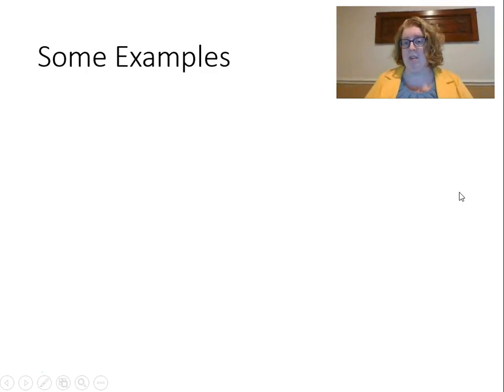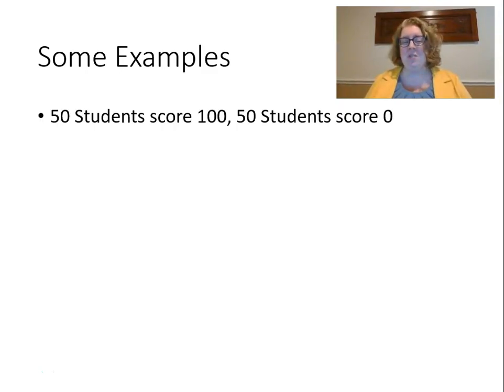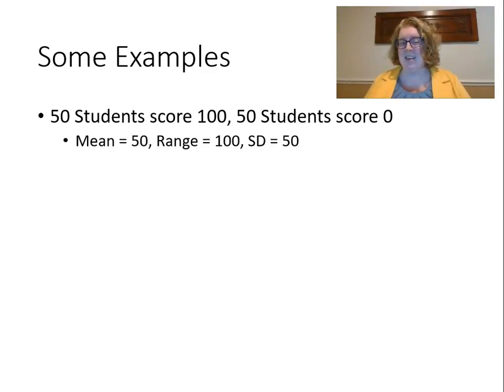So I'm going to run through a couple of examples again just to kind of show you what mean, standard deviation, and range kind of look like in some different examples. So if I have 50 students who scored a 100 and 50 students who scored a 0, what's our mean? What's our range? And what's our standard deviation? Okay, good. So our mean is 50, right? Our range is 100, and our standard deviation is 50. Everybody get that?